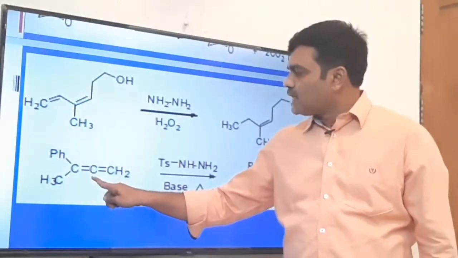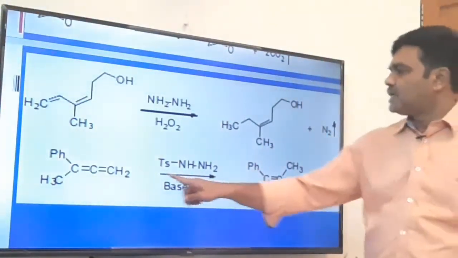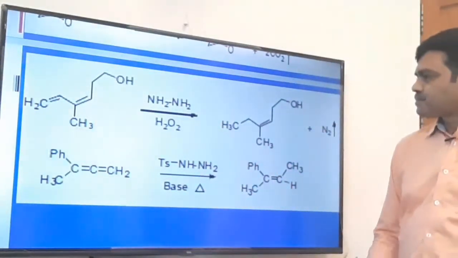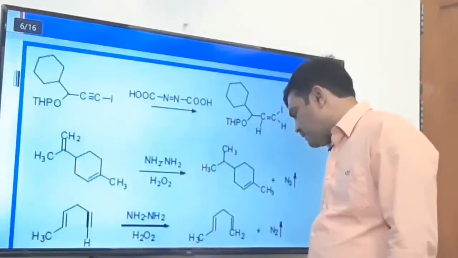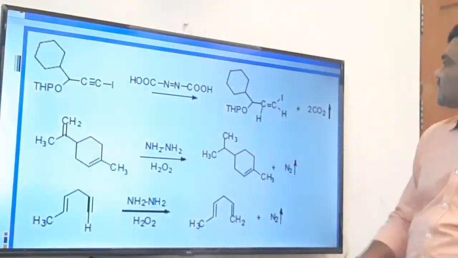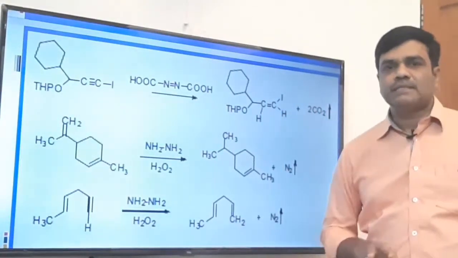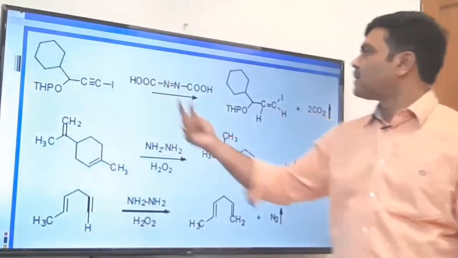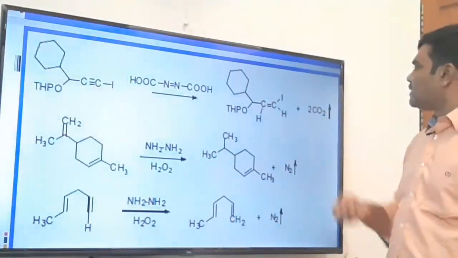Ultimately, what do we get? H-H addition across this, and we get this. See, H is added here, so it is CH3, H is added here, so we get this. Very interesting example. In this case, this carbon-carbon triple bond is reduced to a carbon-carbon double bond. It is a partial reduction where two hydrogens are added across the carbon-carbon triple bond, and we get a cis alkene.